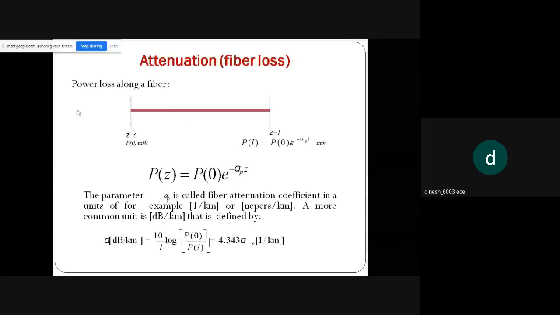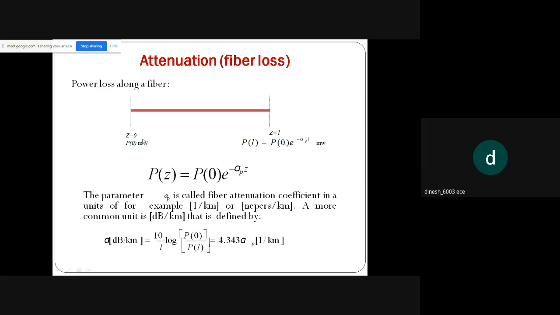Now let us see this attenuation or fiber loss. The power loss along a fiber is called attenuation, which is determined by the fiber attenuation coefficient, measured in decibels per kilometer. How do I find it? P of 0 is at the initial stage. This is your transmitter, this is your receiver. In between there is a brown or maroonish colored straight line, which is the optical cable. This optical cable is laid at a distance of L.